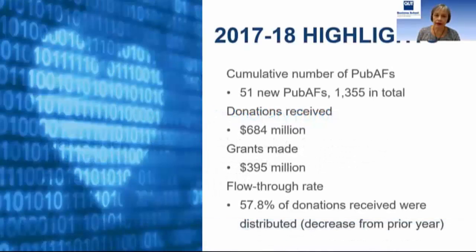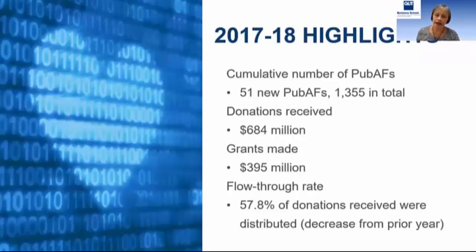So, a very brief overview from me in the first instance. In 2017-18, we had 51 new public ancillary funds established, and that took the cumulative total to 1,350 odd. Those ancillary funds received a total of $684 million in donations, from which they made grants, or indeed from their assets, they made grants of $395 million. And that worked out to a flow-through rate for the year of just shy of 60%, and that was actually a slight decrease from the year before.